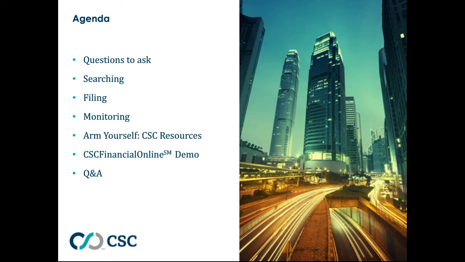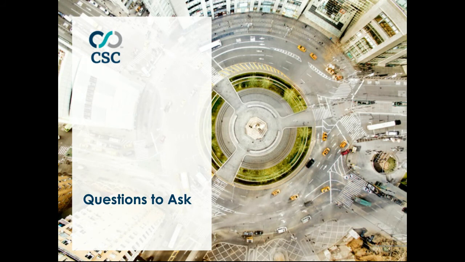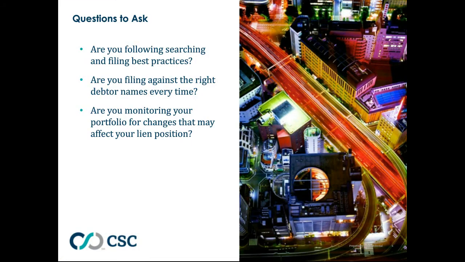So let's start off with some questions we should all be asking ourselves as financial, legal, due diligence professionals. And that is, are you following the best practices for searching and filing every time? Do you know what the best practices are? Do you know how to file with your debtor name to make it sufficient? What sources should you be using to confirm debtor name? Are you monitoring your portfolio for the changes that can happen post-filing that could still impact you?